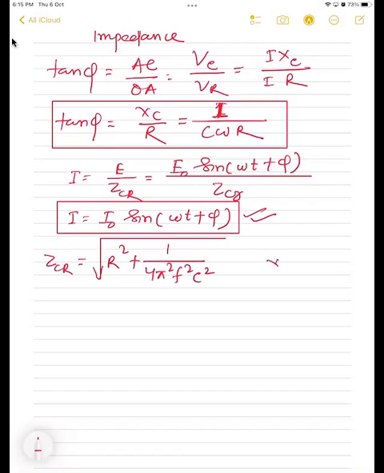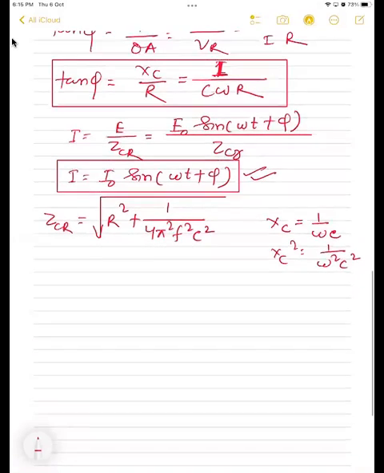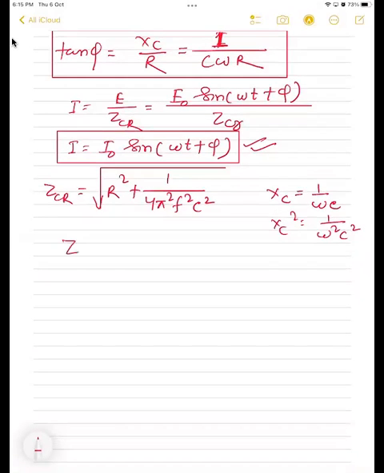This is XC. XC is equal to 1 by omega C. So XC square is equal to 1 by omega squared C square, right? So overall, you can see one thing: the impedance in the CR circuit is inversely related to frequency. Can we conclude that because it is root under? So overall, impedance and frequency are inversely related. Correct?